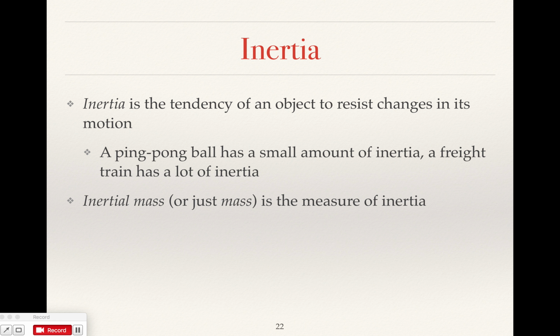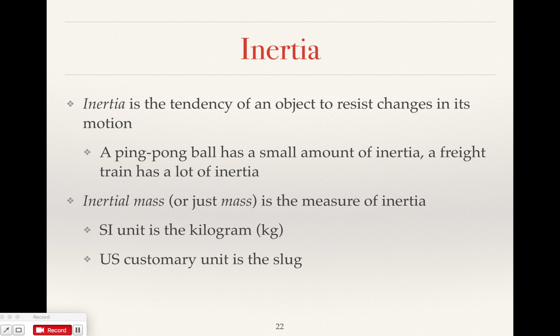Inertial mass, or usually we just call this mass, is the measure of how much inertia an object has. The SI unit of inertial mass is the kilogram. It's actually not the gram. The kilogram is the official SI unit. And also the US customary unit, and I know engineers love to use these US customary units, the unit of mass is called the slug. And the other important thing, we'll talk more about this later, but mass is different than weight. They are not the same thing.